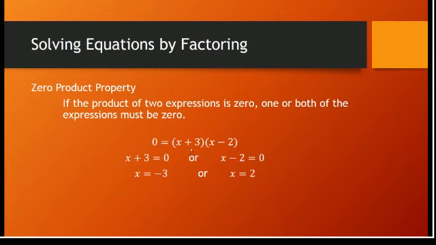If you stick in negative 3, notice this one becomes 0, and 0 times negative 5 is 0. If you stick in the 2, you get 5 times 0, which is 0 again. So these are the numbers that are going to make this equation true. Notice we took the factors and made up 2 separate equations where we set each factor equal to 0, and that gave us our 2 answers.